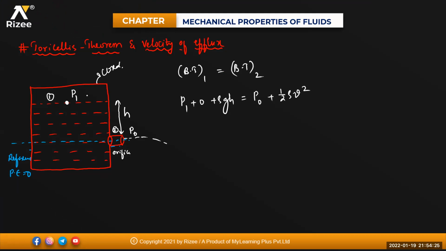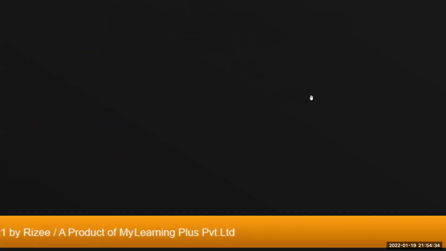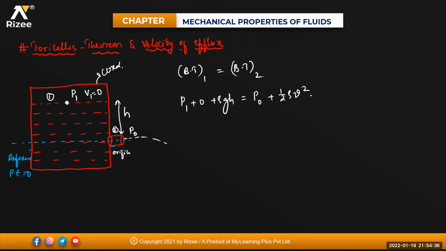Why at P1 is v1 taken as 0? Because the area of cross section is more. The more the area of cross section, the lesser will be the velocity, beta, isn't it? And at the reference, the potential energy is generally taken as 0, so it is 0 plus 0. So this will become P1 plus rho g into h is equal to P0 plus half into rho into v square.